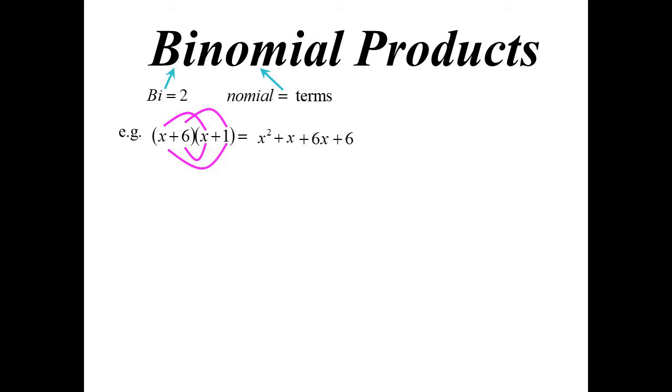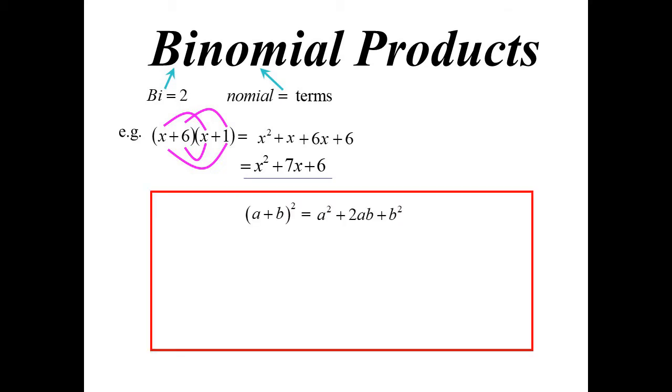And then you know you've done it. And of course, in this case, we have to tidy up like terms, and there you go, 7x plus 6. So, binomial products. Now, we have some special ones, because maths is all about patterns.